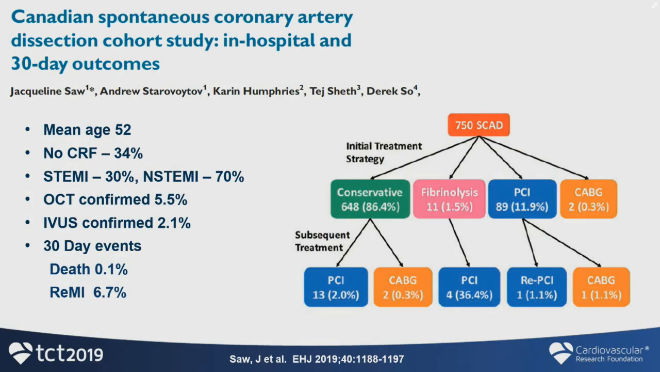And we recently collaborated with a number of Canadian investigators to collect a large prospective series that was published in the European Heart Journal earlier this year of 750 patients with spontaneous coronary artery dissection. The mean age in this registry was 52 years of age. Many patients present without any cardiovascular risk factors. 30% of them have ST elevation at the time of presentation, and 70% present with non-STEMI.